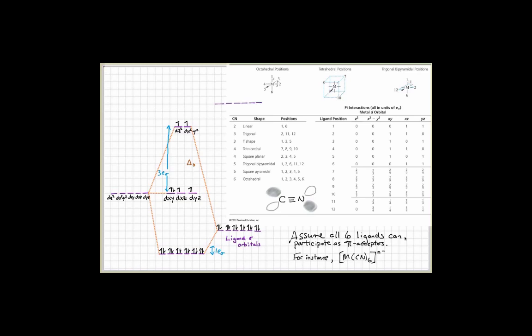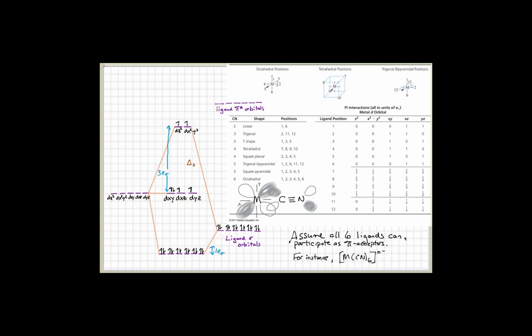Those orbitals with 6 ligands would combine to make 6 group orbitals, pi star orbitals. Those orbitals interact with the metal. We'll show a little diagram here to indicate the type of interaction that can occur.